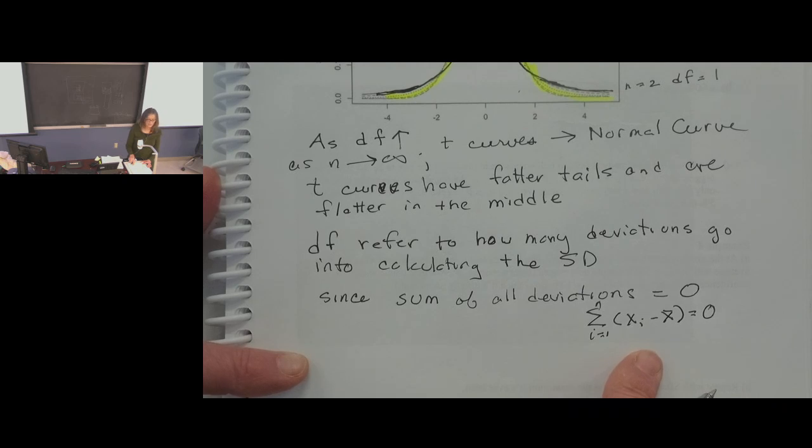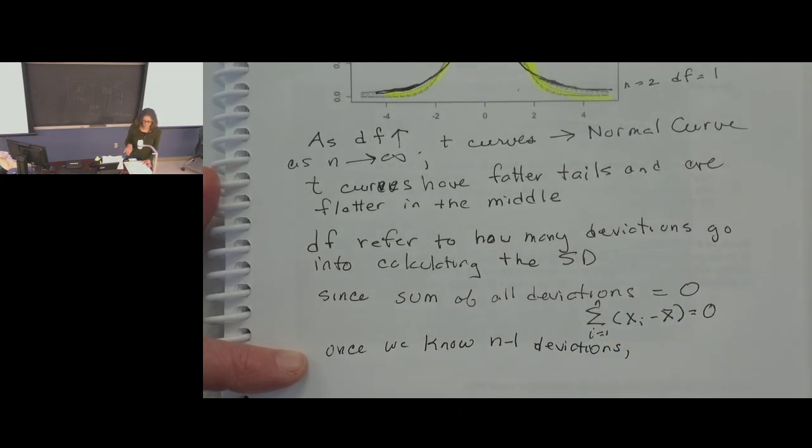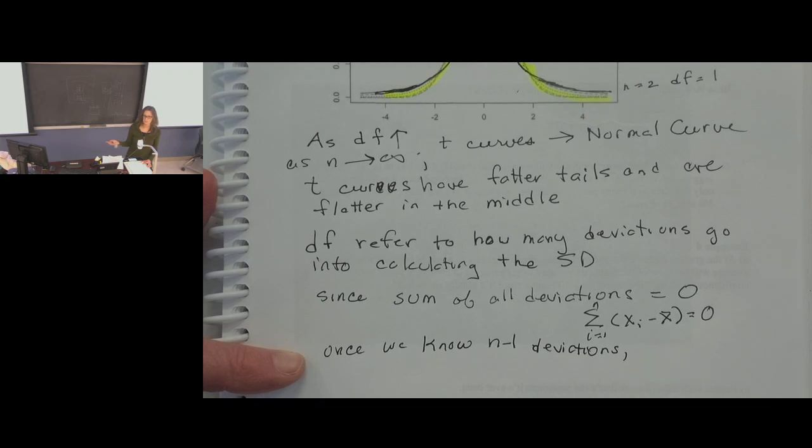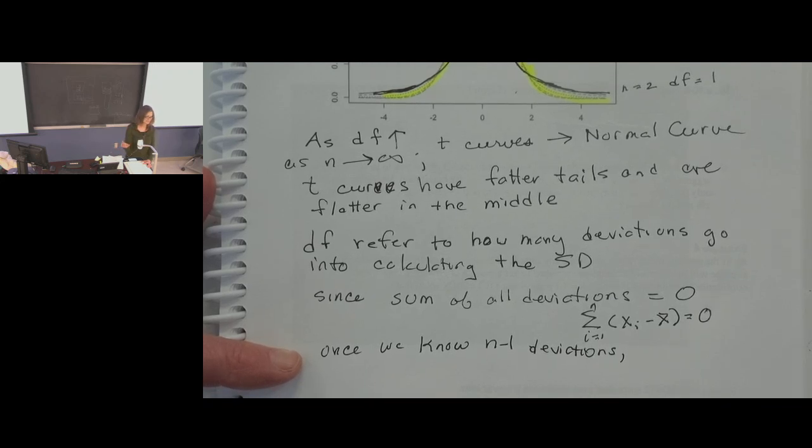So think about it. If they sum to 0, once we know n minus 1 of the deviations, let's say there were 11 deviations, and I said I summed up 10 of them and got -5. Do you know what the last deviation would have to be? It would have to be 5, because the sum of all 11 would have to be 0, right? So once we know n minus 1 deviations, the last one is determined.